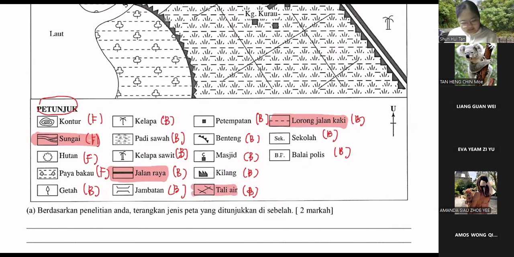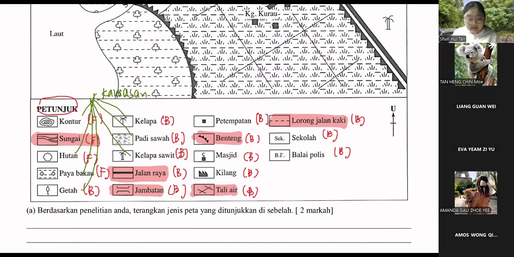Tali air, yes. Still have jambatan, yes. And benteng, yes. Then I ask you, okay? Contour is under which? Benteng? What benteng? Benteng. Right? Contour is kawasan. Right? Hutan is kawasan. Paya, Pokok Getah, Kelapa, all these are kawasan.